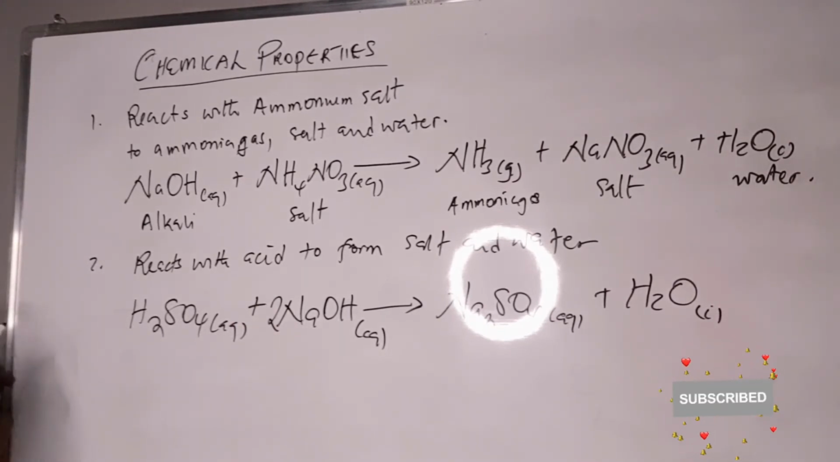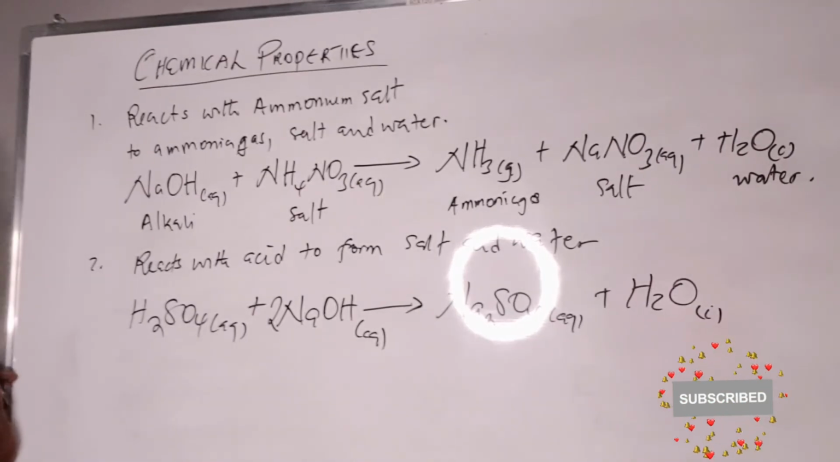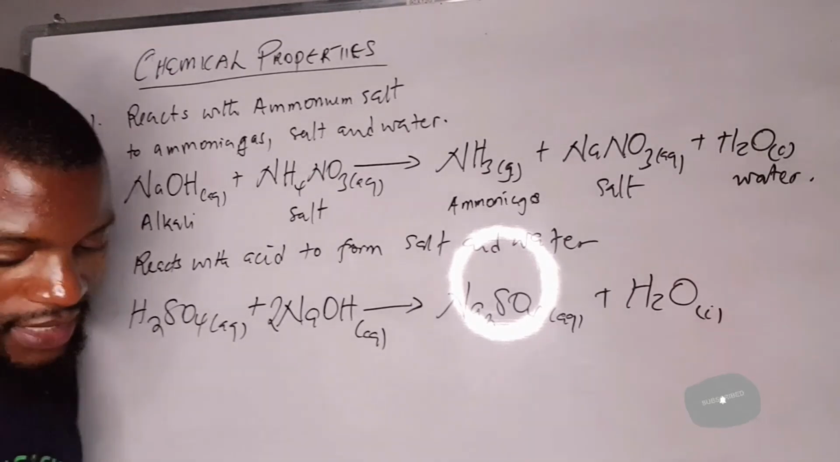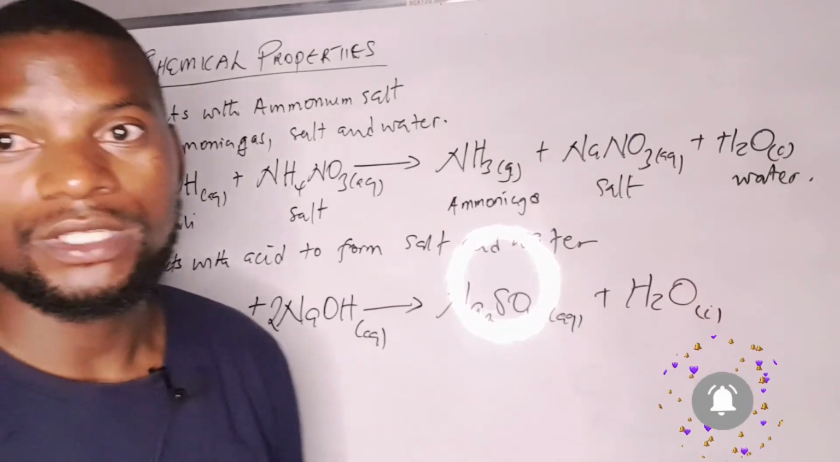So bases are able to react with acids in order to form salt and water, and at the same time they are able to react with the ammonium salts to form ammonia gas and salt as well as water.